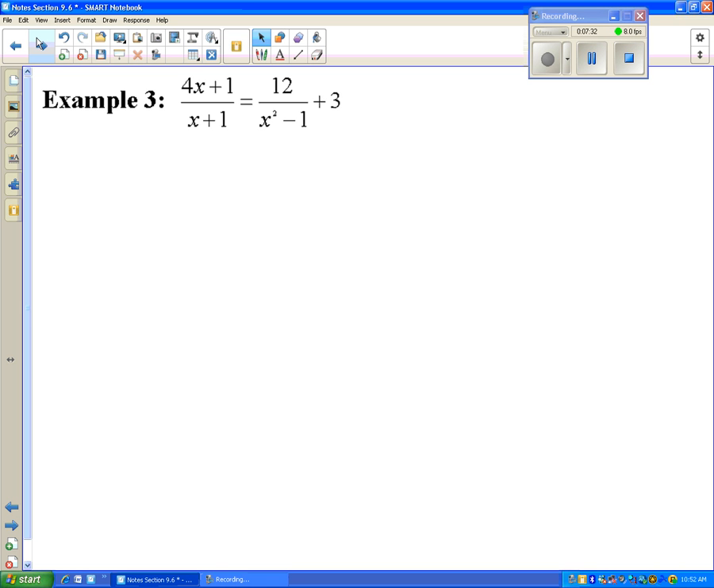Example 3, 4x plus 1 divided by x plus 1 equals 12 divided by x squared minus 1 plus 3.